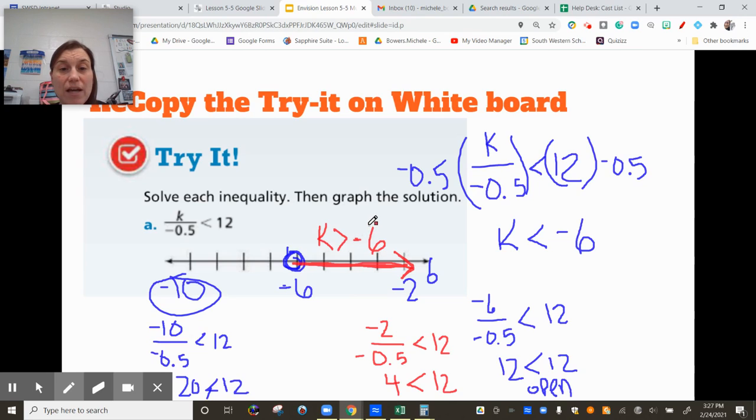So why did it switch sides? Because of the negative. Is it always going to switch sides? No. Only when I multiply or divide by a negative. But there you go. So there's your lesson on multiplication and division inequalities. I'm just heavy on checking. If you check, you're going to get the right answer. So I just encourage that.